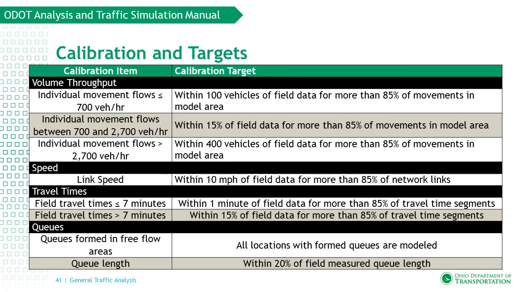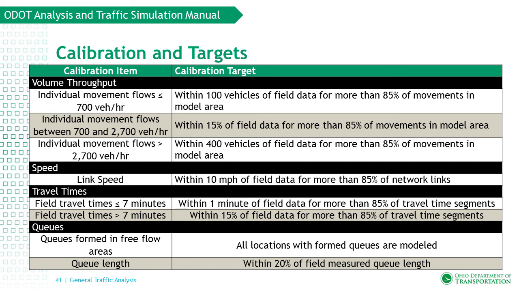Based on guidance from other states and FHWA at the time of this manual, suggested calibration items and their targets are summarized in this table. Based on the individual movement flows, the volume throughput generated by the model should be within a certain threshold. When calibrating to speeds, the link speeds from the model should be within 10 miles per hour for more than 85% of the network links.